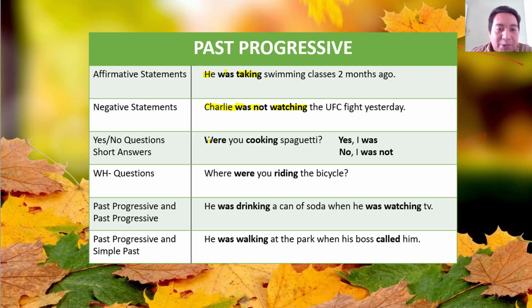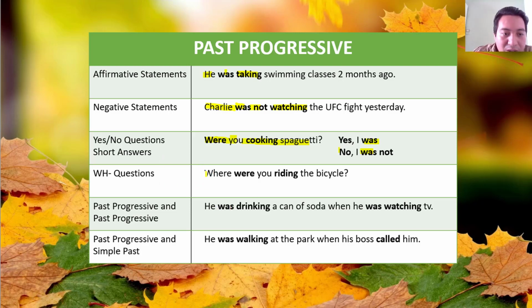Okay, the same, right? In this case, we use the past form of the verb to be. Were you cooking spaghetti? Because it's past progressive, we use the verb plus ing, cooking. Were you cooking spaghetti? The answer would be yes, I was. No, I wasn't.